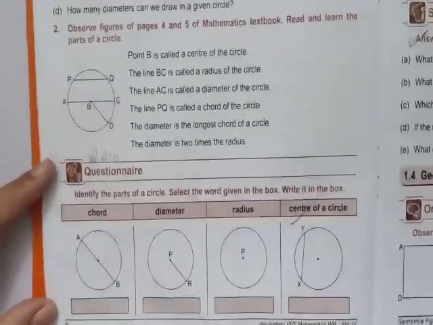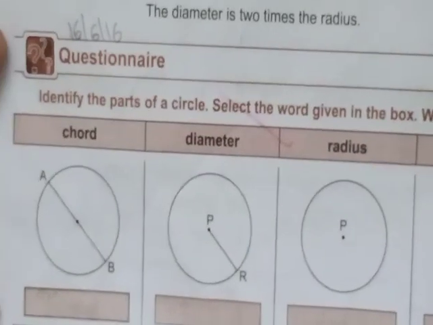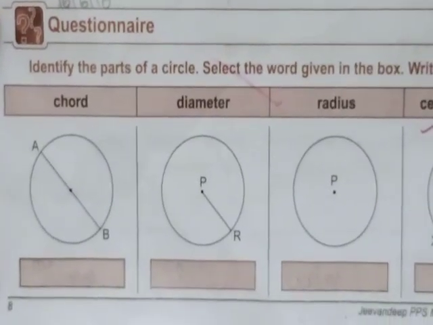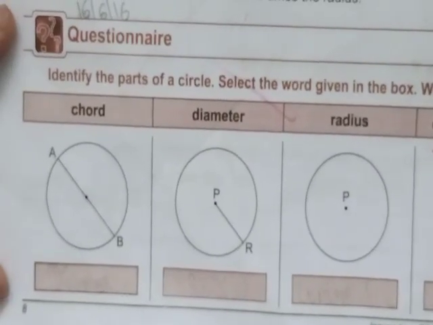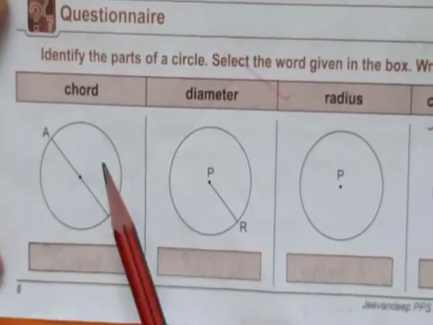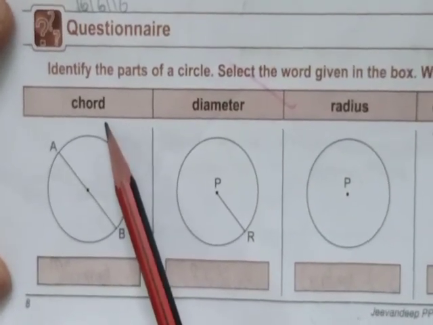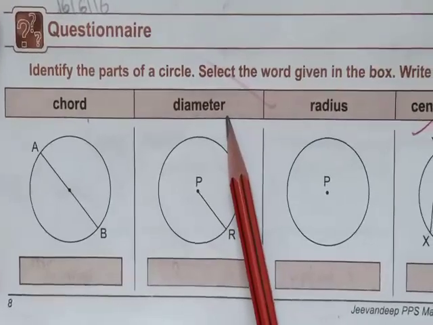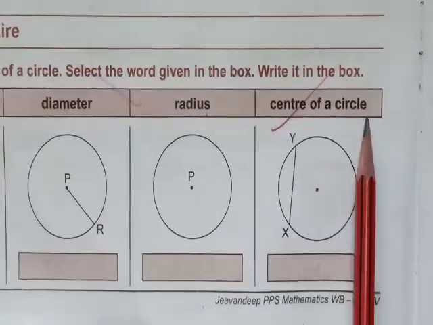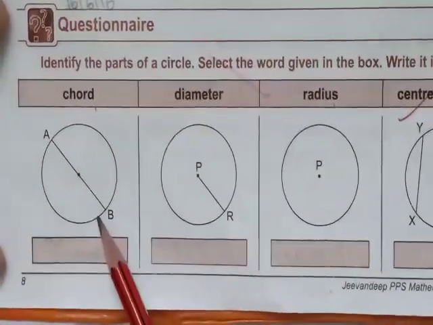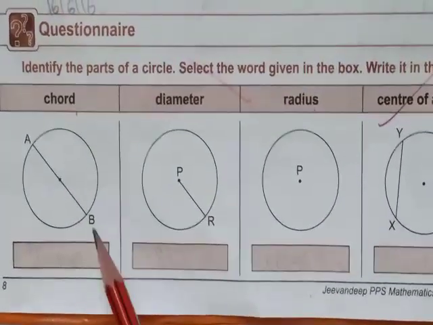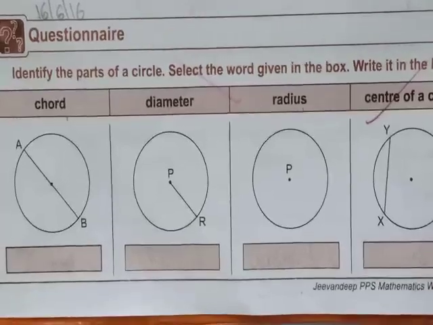Students, let us identify the parts of a circle. Select the word given in the box, write it in the box. In the box, the words are given: chord, diameter, radius, and center of a circle. Now look at the picture and select the correct answer from these boxes.